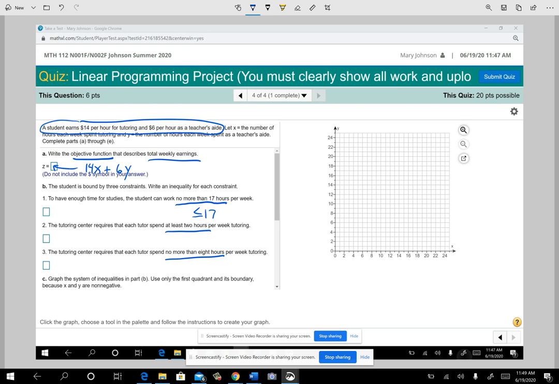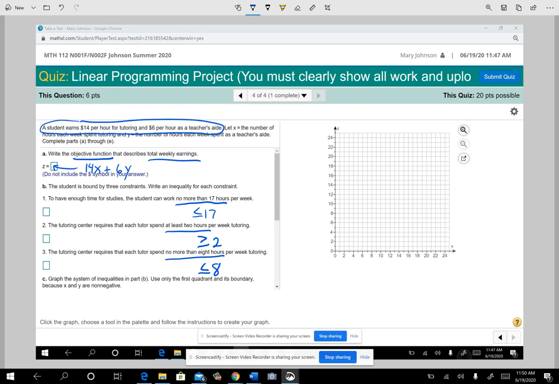Okay. Now the language at least 2 hours, they must work at least 2 hours, means they can't just work 1. They have to work 2 or more. So they have to work greater than or equal to 2. You would write that for that one. And then the last one is back to the language no more than 8. So that's less than or equal to 8.